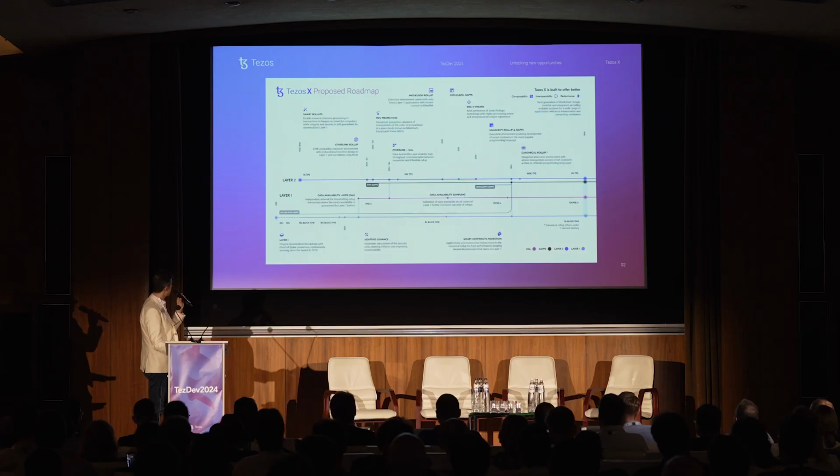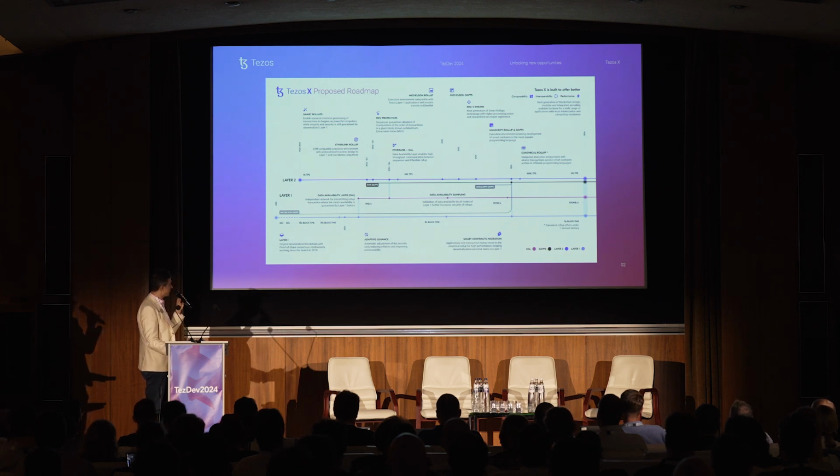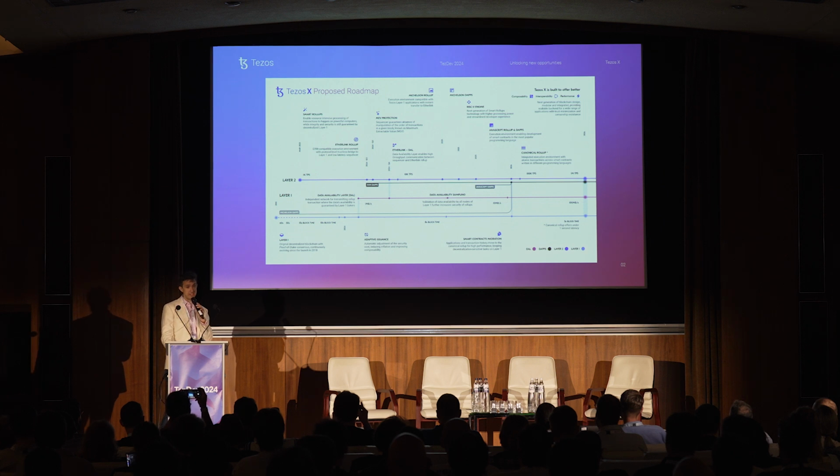So this is a proposed roadmap for Tezos X. You've seen this graph probably. So there's a lot going on here. At the bottom, you have the block time. We started at 60 seconds. We're now at 10 seconds. The goal is to get down to around 5 seconds.